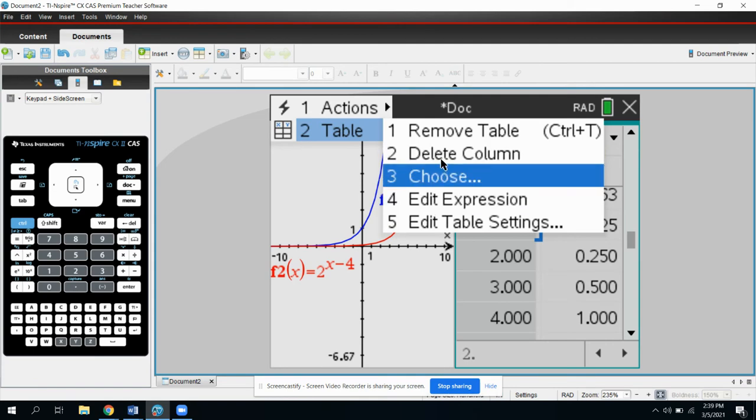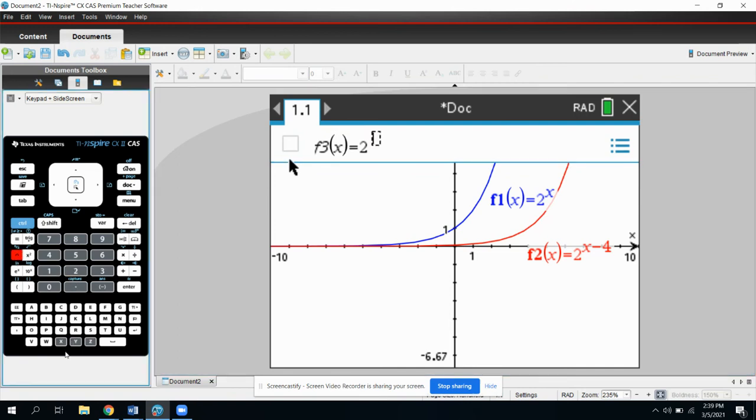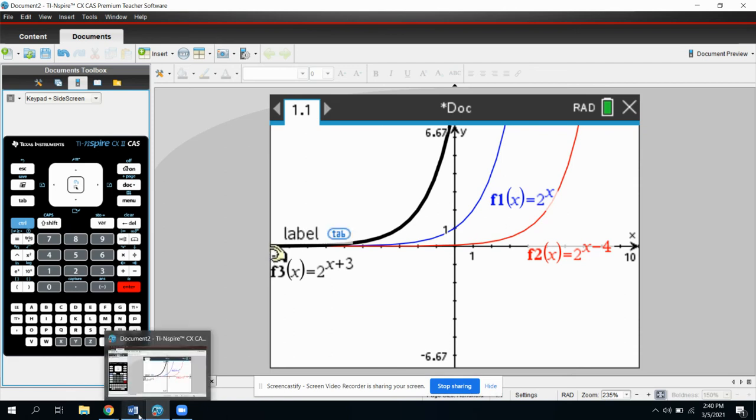All right. And so while we're here, we'll just add in 2 to the x plus 3. So if we had minus 4 and it slid it 4 to the right, plus 3 should slide it 3 to the left. Okay? Translation, just moving it left and right. All right, so horizontal translation moves it left and right.